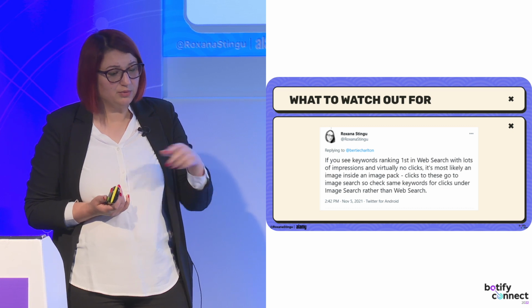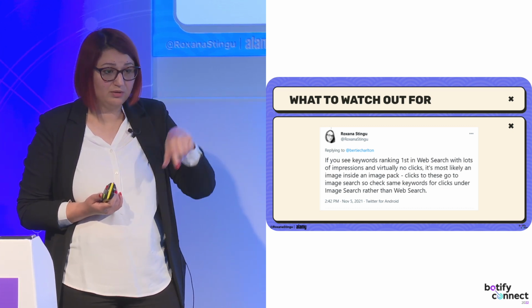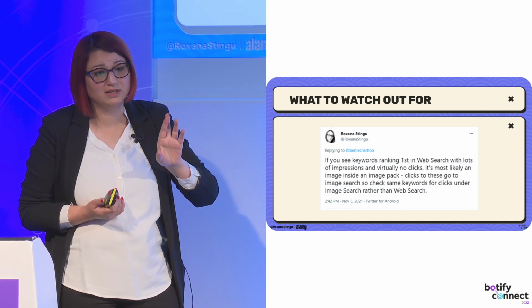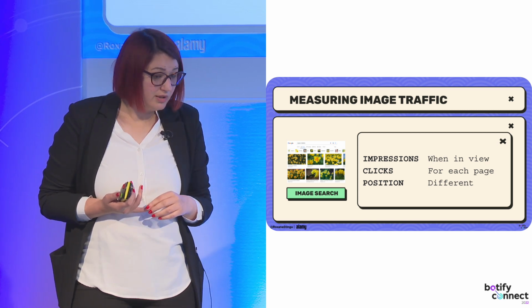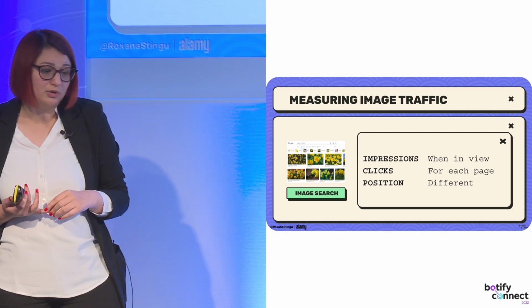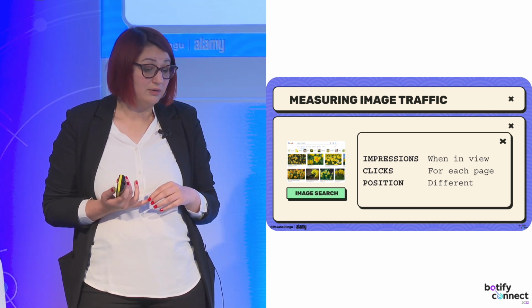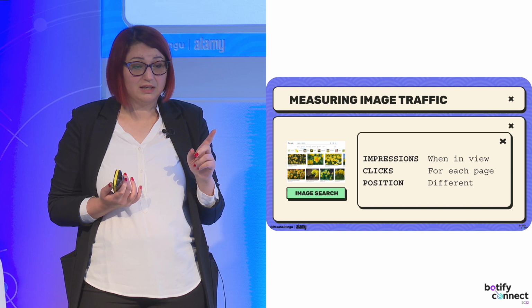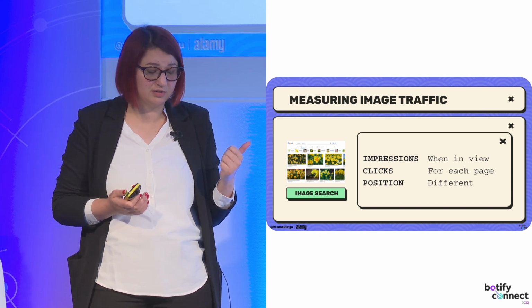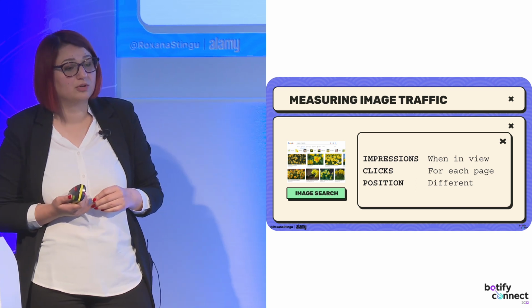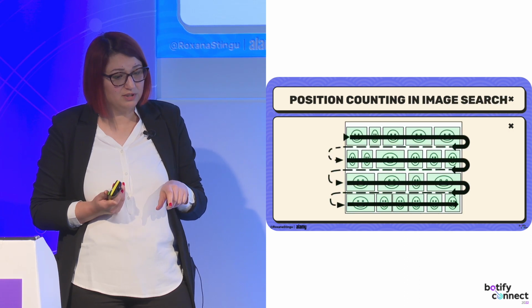And I know in my tweet I said, if you see keywords ranking first, but an image tag can appear anywhere in the search results, but usually it will be in the first position. Then if you are in image search, you get impressions only when your image is in view, so people have to scroll down to find your image. You get the click when people click, actually not directly. When they click here, they get the image preview. When they click on the image preview, that's when you get the click in Search Console. And then the position is going to be different based on where you're situated on that grid.